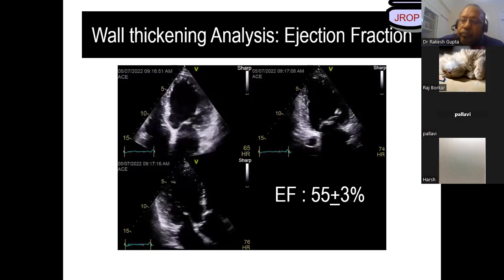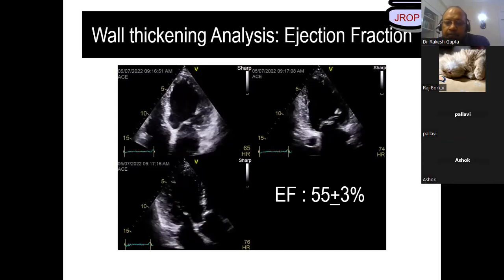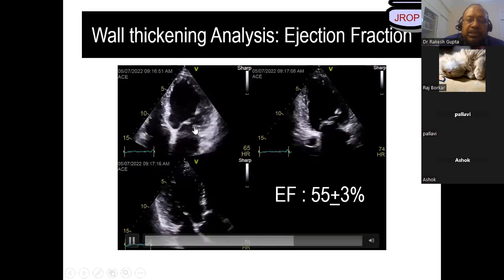Sir, I had a doubt. What about the PML and the coronary status here? I was not able to appreciate. No, it's normal. Okay, sir. Excuse me, sir. So how can we say that EF is 55%? It's a visual estimation, or else we go for calculation by modified Simpson's.